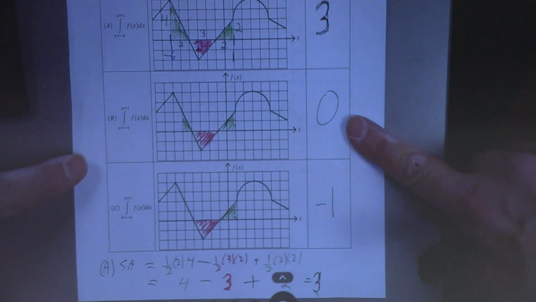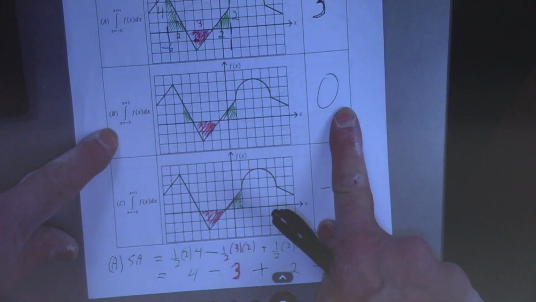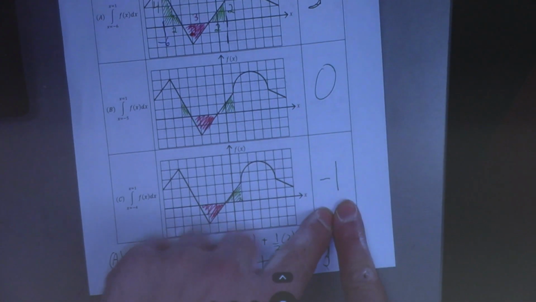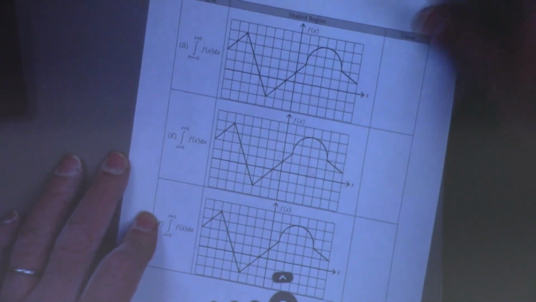These numbers are the values of this symbol. This symbol stands for the number 0. This symbol stands for the number -1. Now, I'm going to turn the page over. I want to hurry us along here.